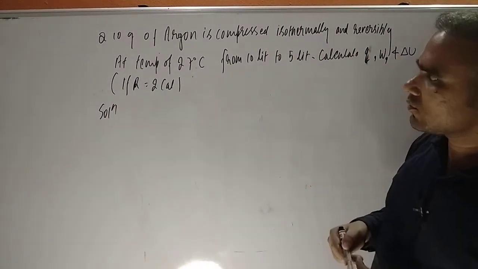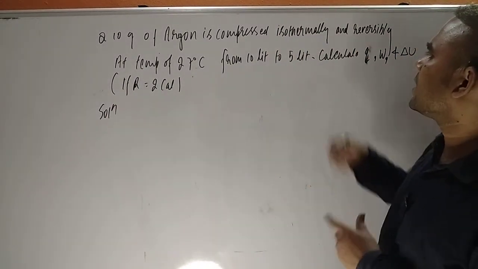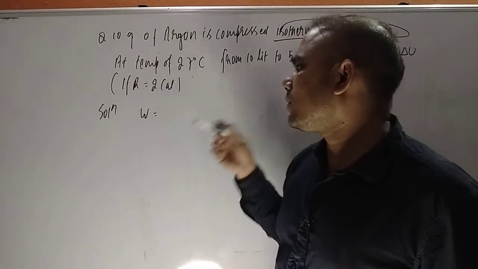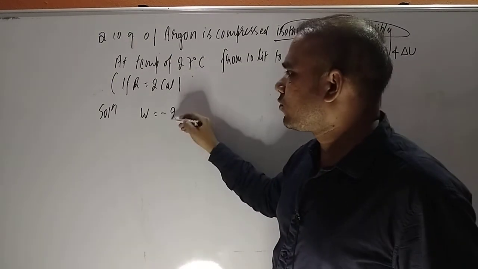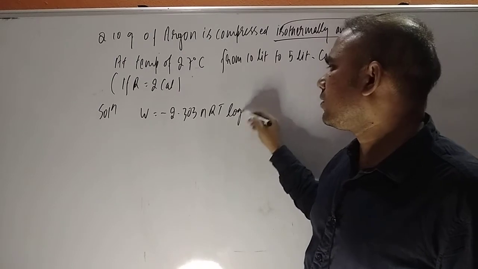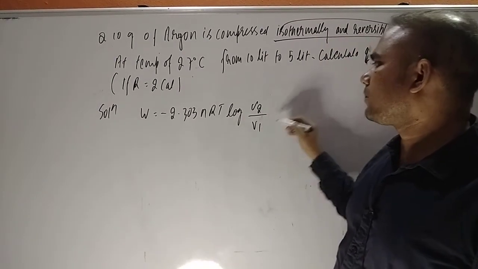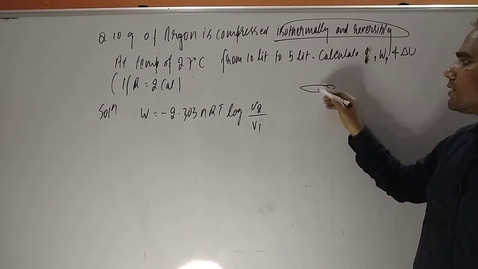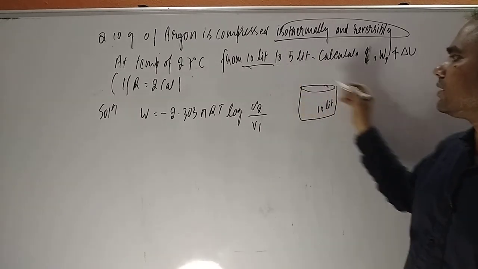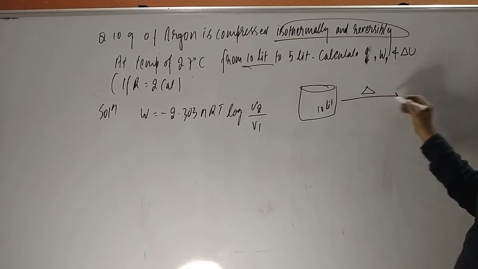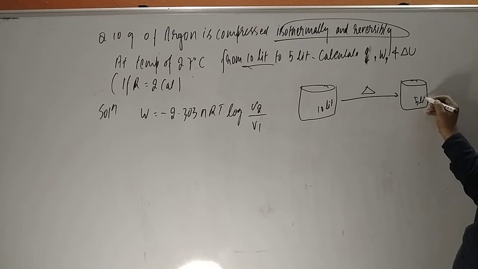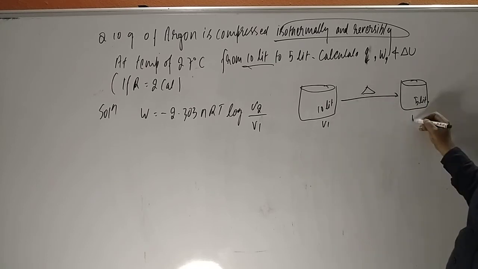Firstly we have to understand what kind of process this is: an isothermal reversible process. So if you are calculating W, W is equal to minus 2.303 nRT log V2 upon V1. The volume initially is 10 liter, and if you are compressing by applying pressure, the volume converts into 5 liter. So this is V1 and this is V2.